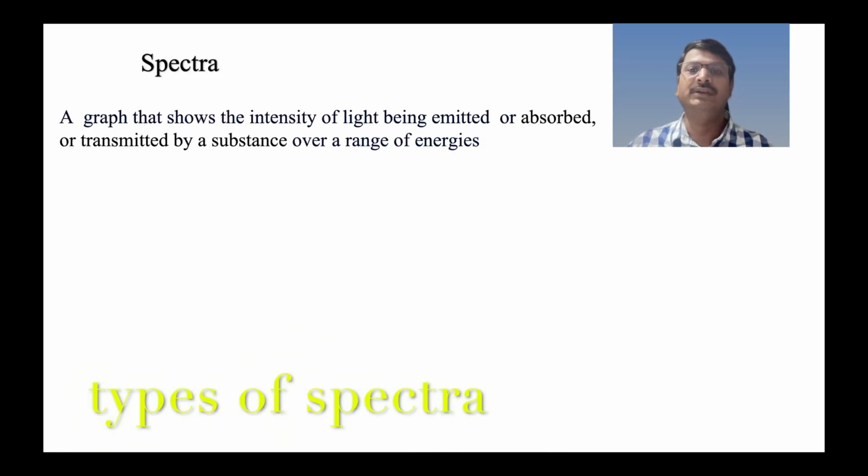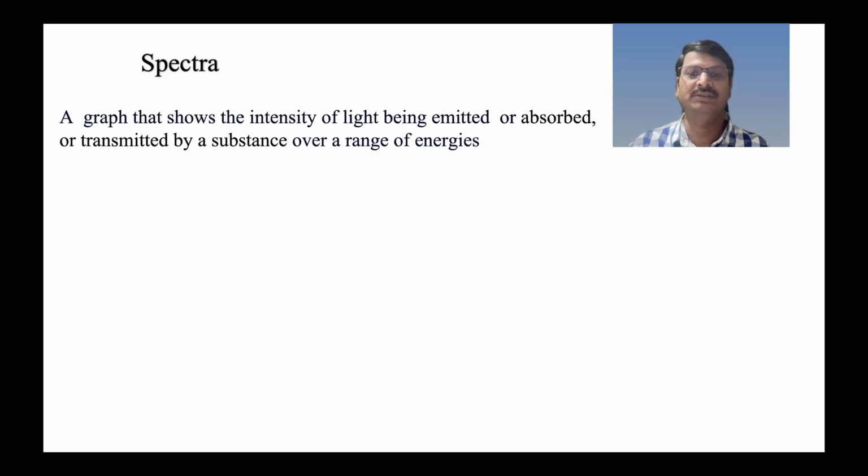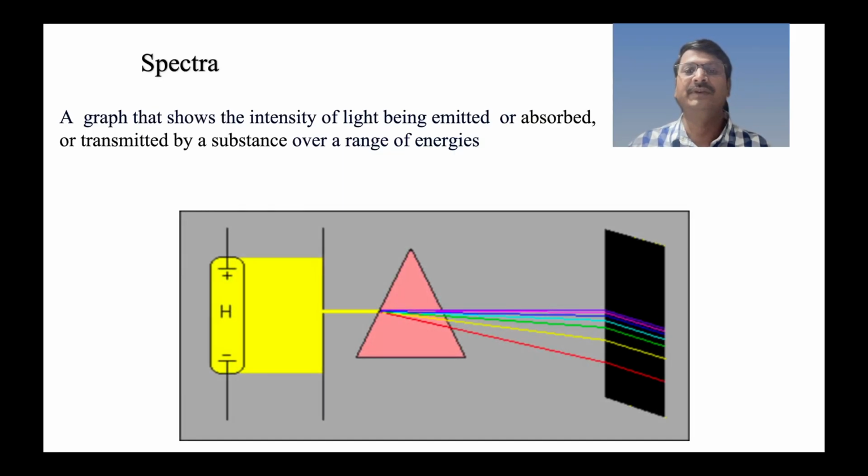Our today's topic is spectra. A spectra is nothing but a graph which is showing the intensity of light being emitted or absorbed or transmitted by a substance. That means if any substance is absorbing or emitting a light, which falls on a photographic plate, on the photographic plate you can get the different types of lights emitted or absorbed by this substance.